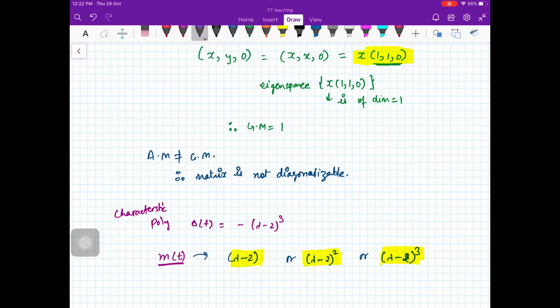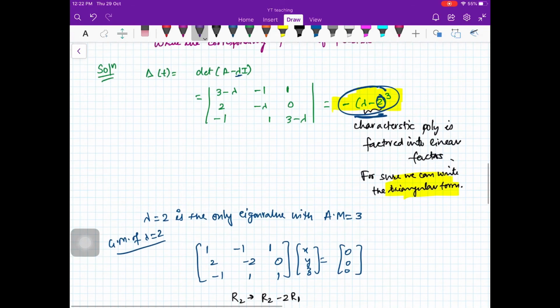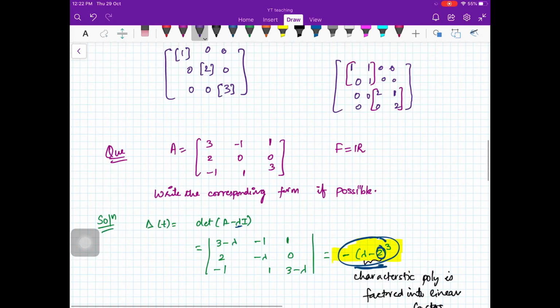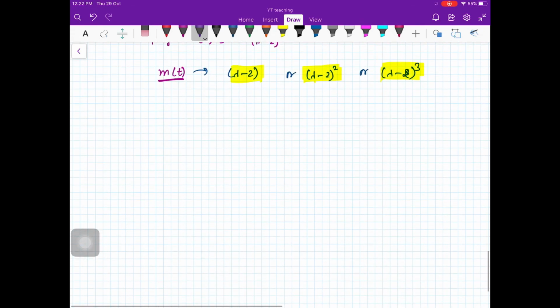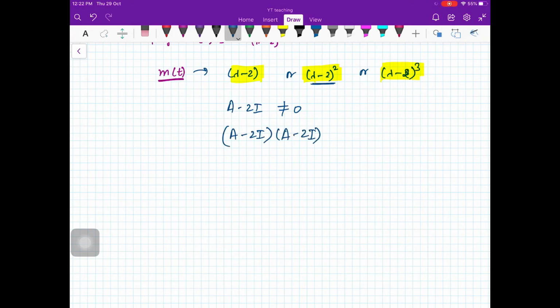For that you have to put your matrix here. So if I name my matrix as A, okay, so this is A. You just check it and you can do it. A minus 2I, I have checked it, this is not equal to 0. And if I do A minus 2I squared, this is also not equal to 0. And this is (A minus 2I) cubed.